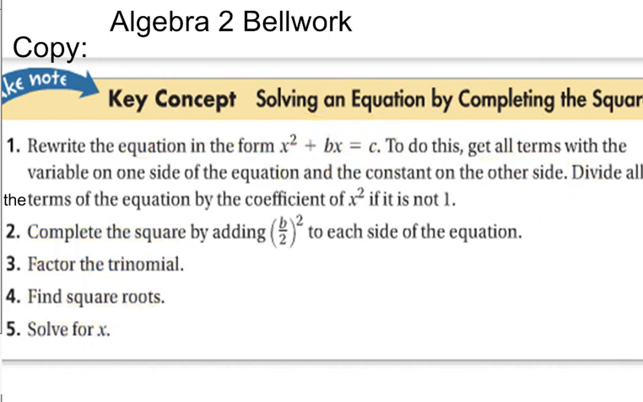The next step, divide all the terms of the equation by the coefficient of x squared if it is not 1. So if you have a 2x squared to begin with, then you're going to divide everything by a 2.